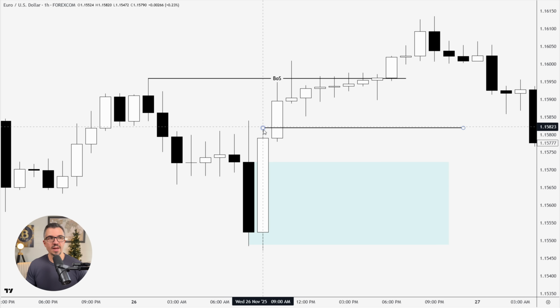But this right here is an FVG, and for me at least, it has to occur on the very next candle. So it can't be somewhere up here. It has to occur off of this high right here. And in this case, it did. So this shows intent. This shows intent to move higher.